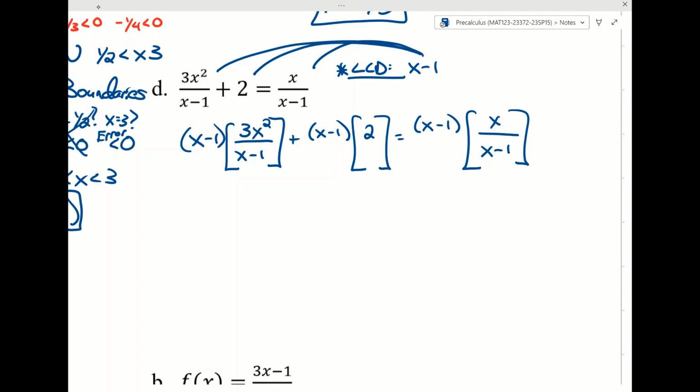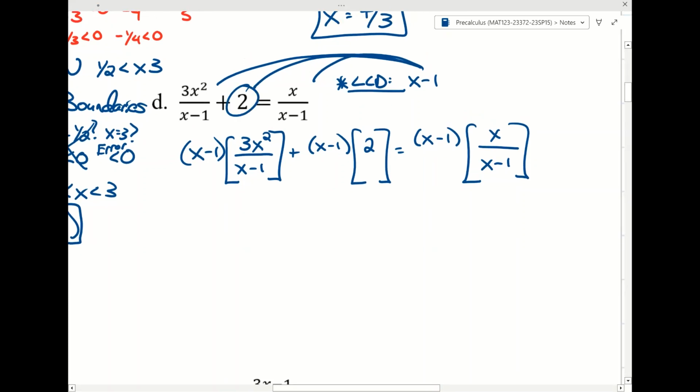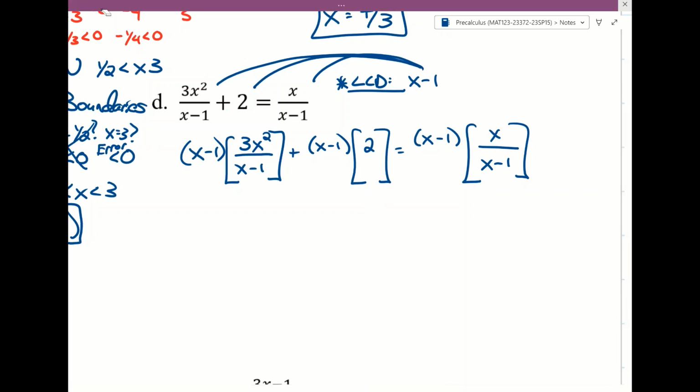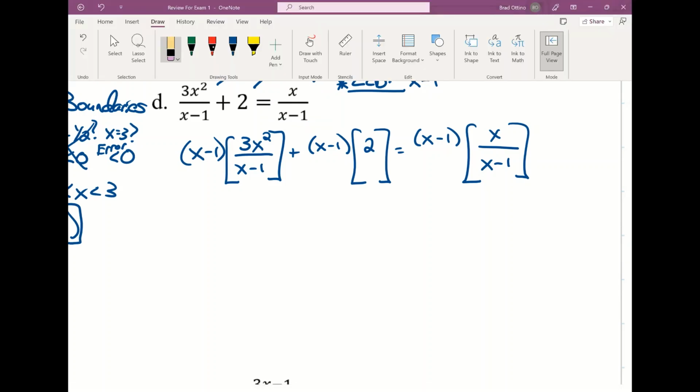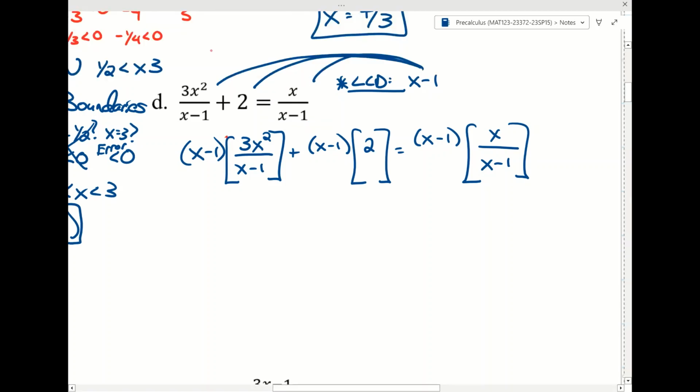Common mistake when you're multiplying by the LCD. Sometimes people forget to do the 2, or sometimes people forget to do the last one. You have to multiply each term by the LCD. So at this point, what you multiply and what you divide by cancel. That's why we do this technique. The x, well, not this one, we're not dividing by anything. The x minus 1's here cancel. So now there's no more denominators. We'll make it equal to 0 and try to solve it.